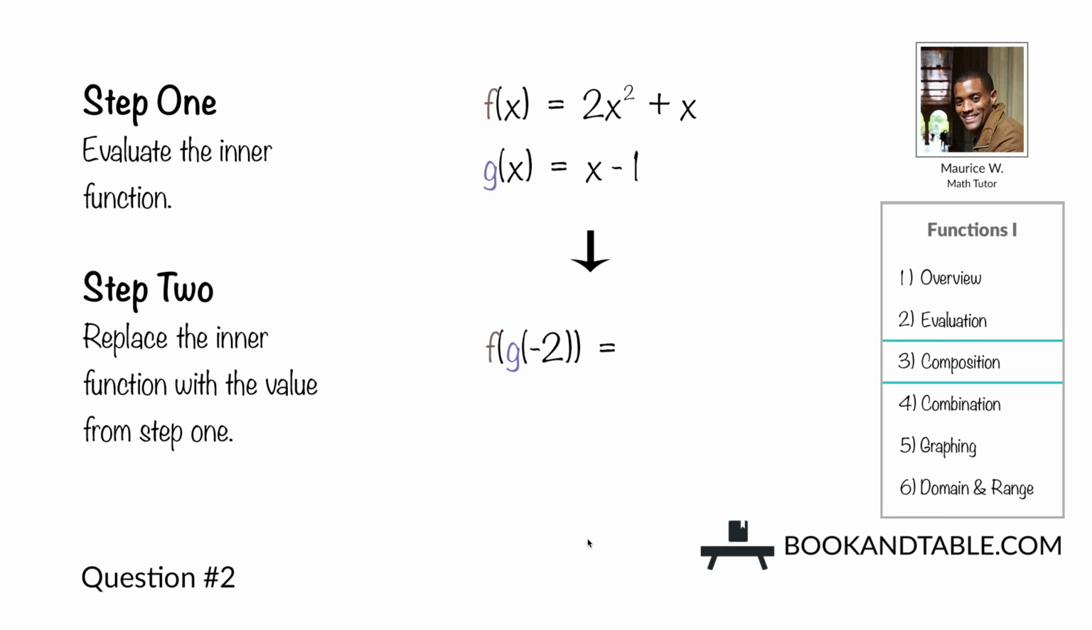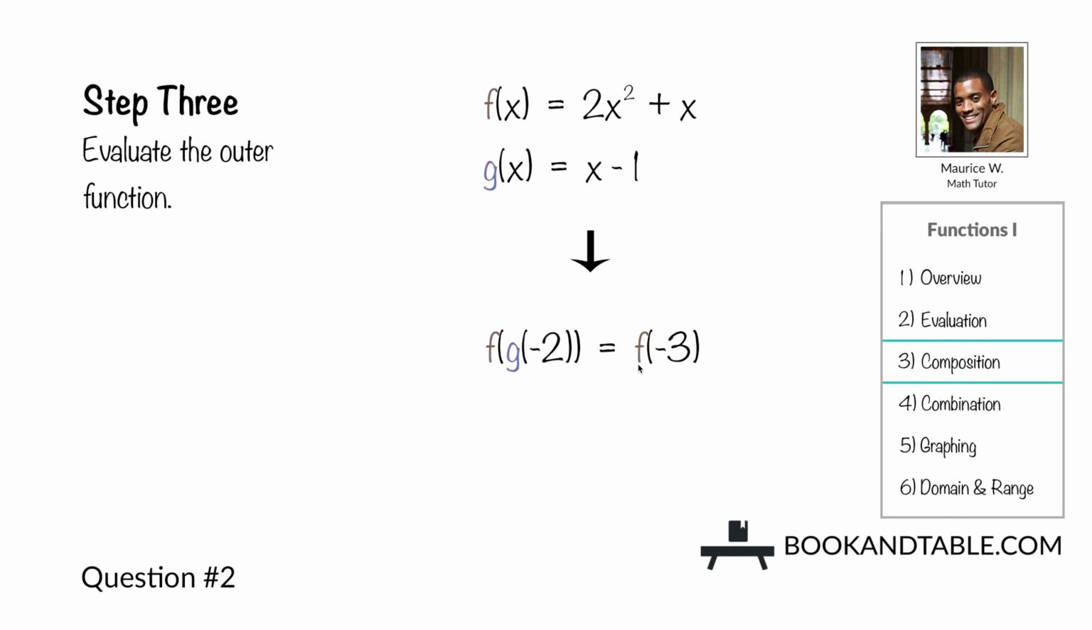Let's now have a look at question number 2. We're asked to find f of g of negative 2. So step 1, evaluate the inner function, g of negative 2. So we go to g, which is x minus 1, and we substitute negative 2 in for x. And now we have negative 2 minus 1, which is negative 3. So step 2, replace the inner function, g of negative 2, with the value from step 1, which is negative 3, showing us that f of g of negative 2 is equal to f of negative 3.